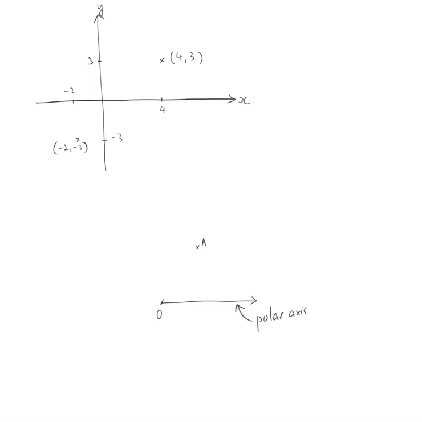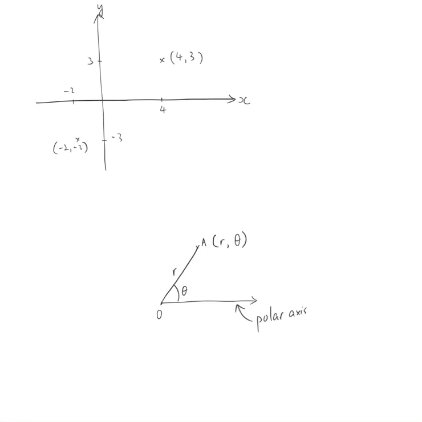Basically it is the length from the origin, so for example, just make it R, and then the angle it makes from the polar axis going anti-clockwise. So this angle here. So the point A is actually given by the length from the origin to the point, followed by the angle.